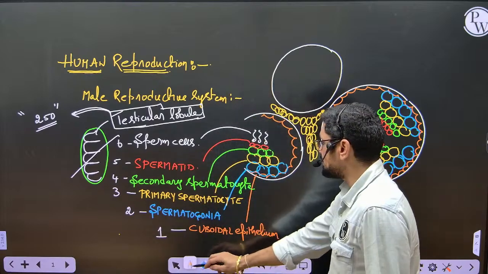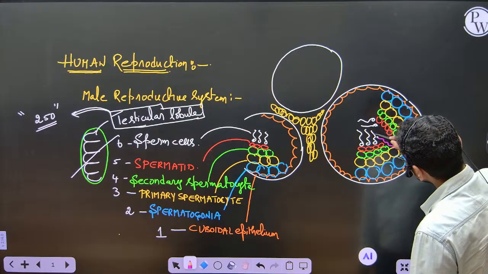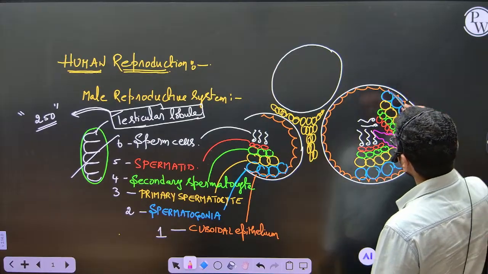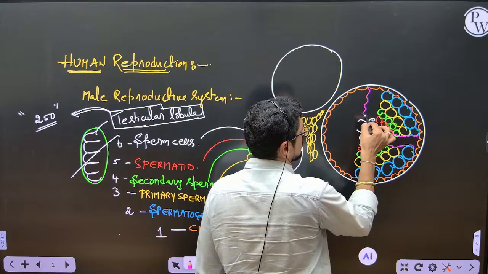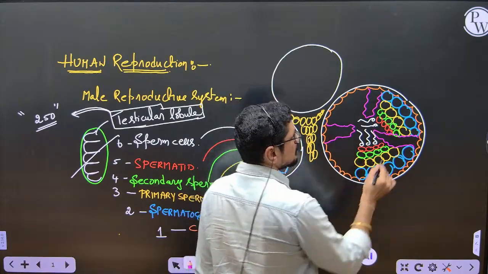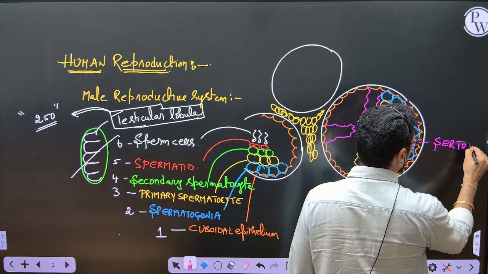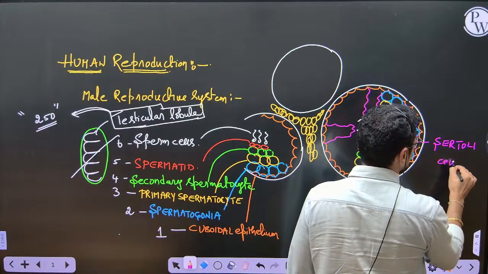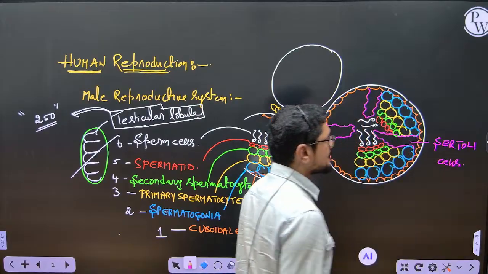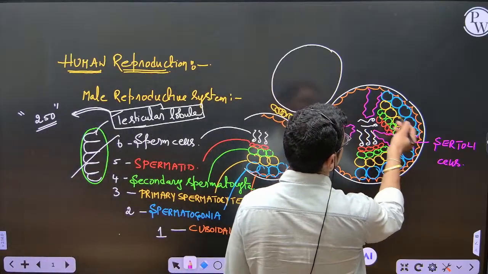And now in between this, see the board here. A cell is present like this. What is this special cell? Like this, special cells are present. What are these special cells? These are called Sertoli cells. Sertoli, SERTOLI. These are Sertoli cells.